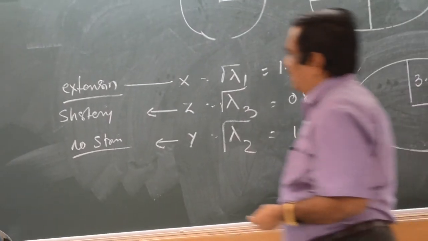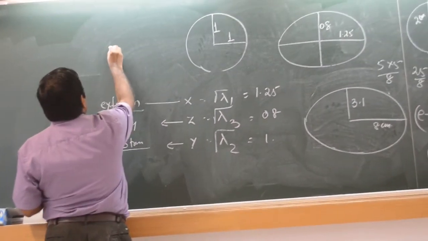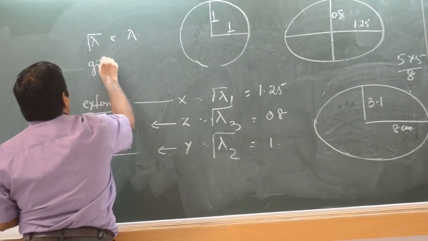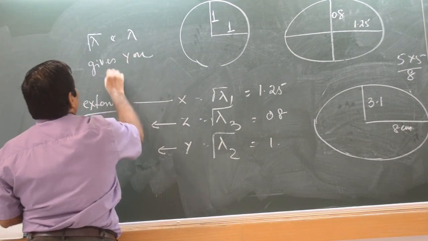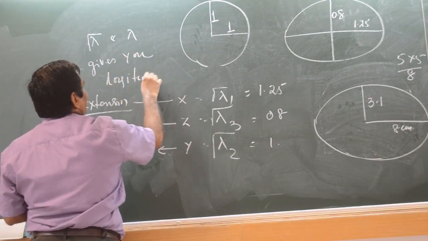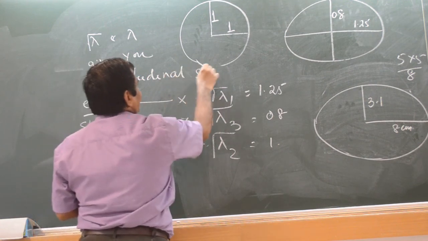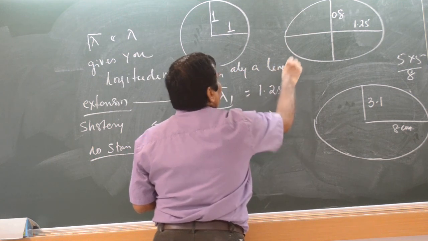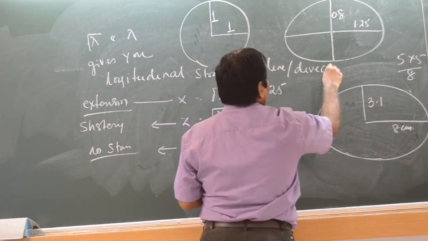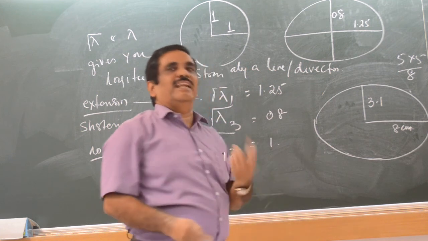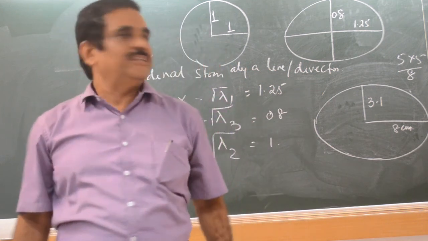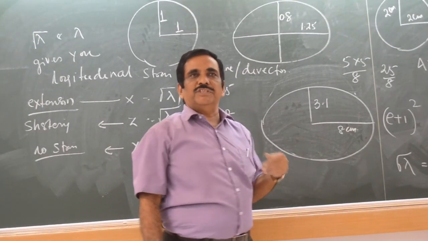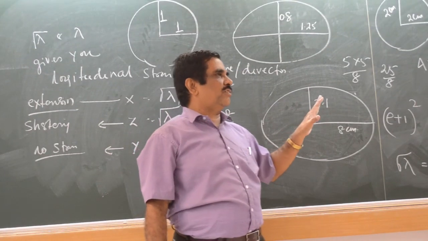So this root lambda or lambda whatever it may be gives you longitudinal strain along a line. Longitudinal strain along a line or along a direction, but there is a change in length, that is called longitudinal strain. So along this there is an extension, along this a contraction. So these dimensions or these directions have undergone longitudinal strain.